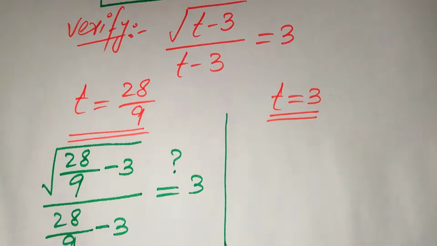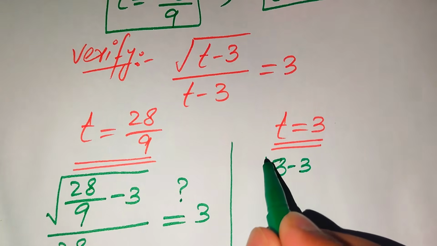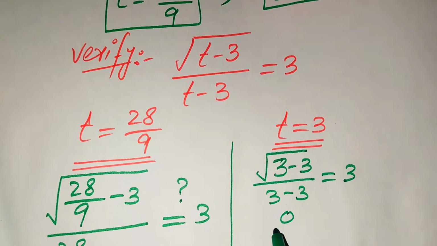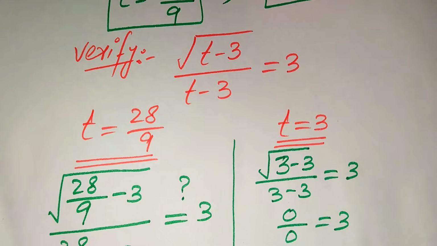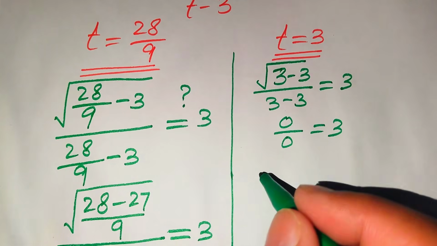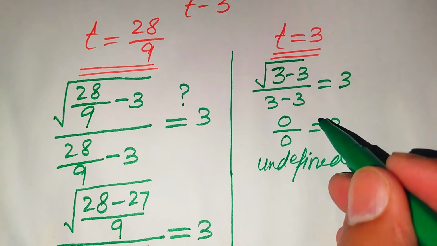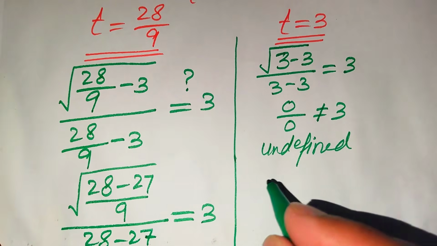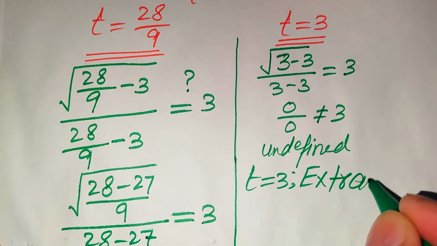And now in the same pattern we verify the second value of t. When we put this value here, it becomes the square root of 3 minus 3 divided by 3 minus 3 equals 3. So this becomes 0 over 0 form equals 3. So we know that 0 over 0 form is usually called indeterminate form. If this is indeterminate form, or in other words undefined, and if our left hand side is undefined, this means that both of the sides are not equal, and this concludes that the value t equals 3 does not satisfy our given question statement. So we call t equals 3 the extraneous root of the given equation.